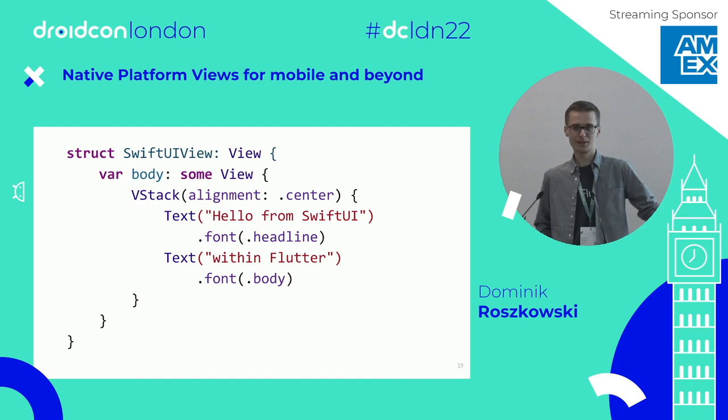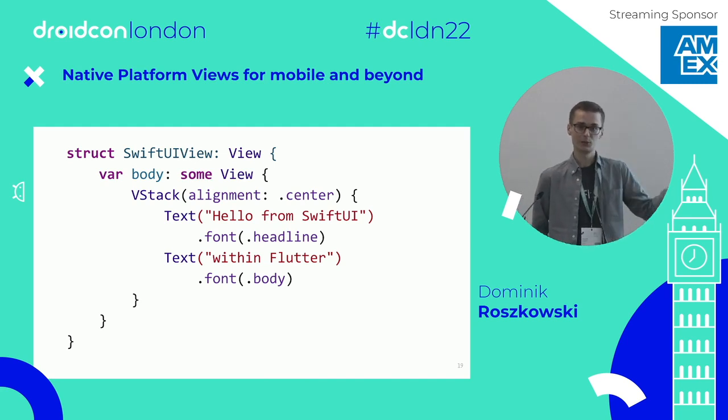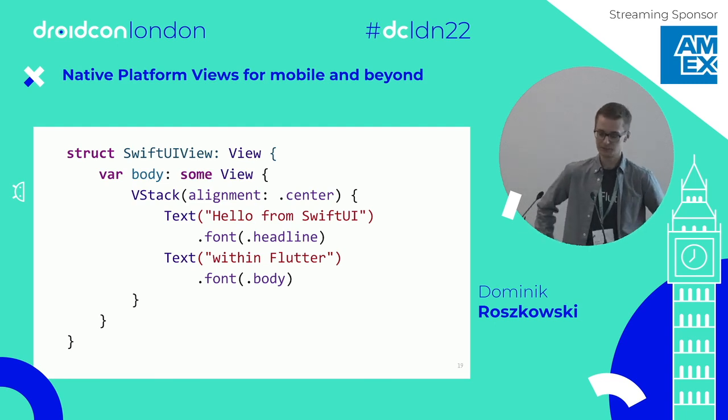So we have a VStack, which is a name for a column, and then you have texts, and the major difference is that when you want to style something, you have these modifiers that you add after the component, like font, and the style is a headline. And yeah, if you haven't tried SwiftUI yet, even though it's a Flutter track, try it out. I think you will like it, especially knowing how easy it is to write widget code in Flutter.